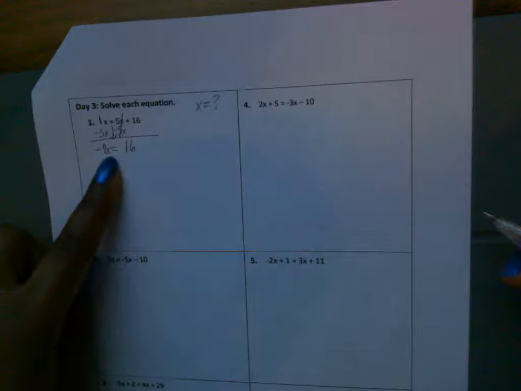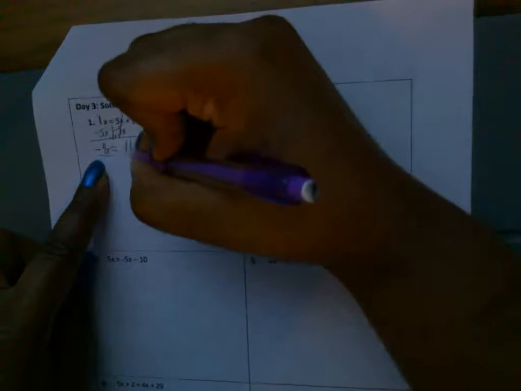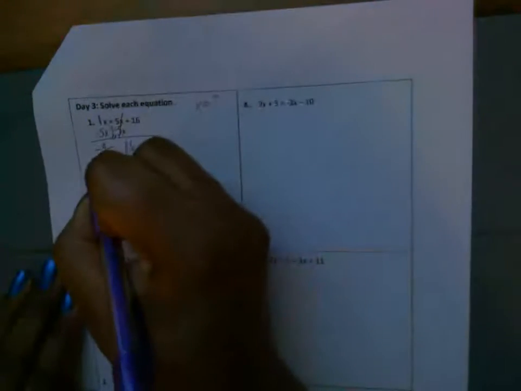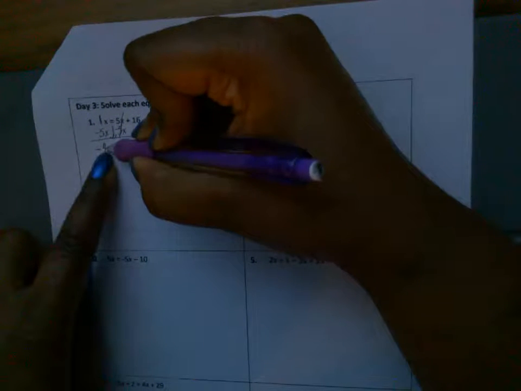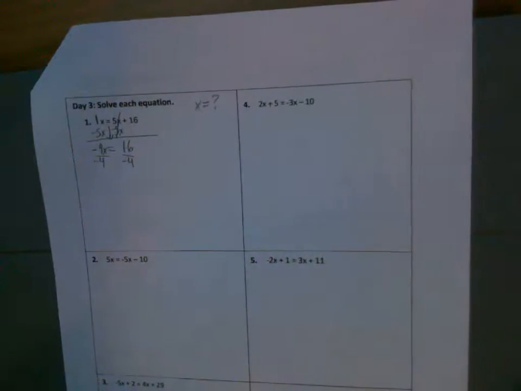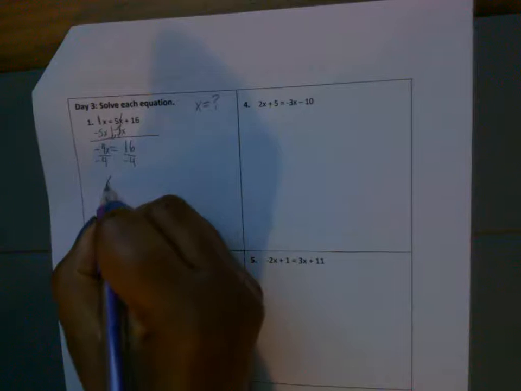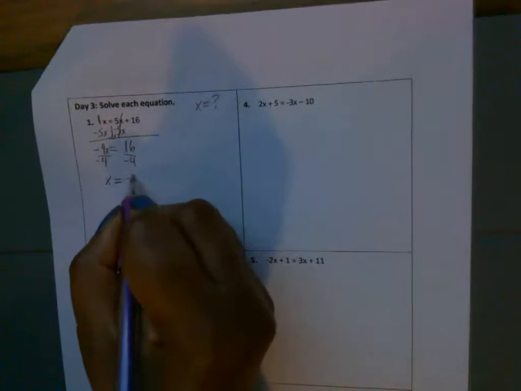To get x by itself, I'm going to divide both sides by that negative 4. Remember that the operation that's automatically between 4 and x is multiplication. The opposite of multiplication is division. So this is going to give me x is equal to a negative 4.